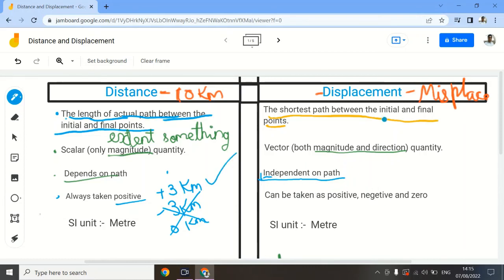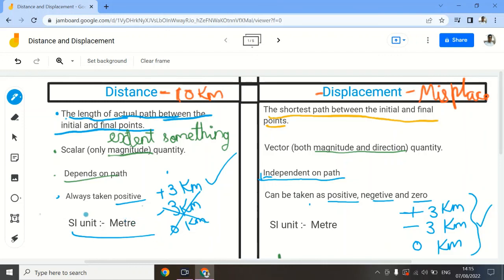When we come to displacement, it says that it can be positive, negative and 0 too. I'll take an example here. We can write 3 kilometer, minus 3 kilometer, or even 0 kilometer. These are all right. The SI unit of distance is the meter, and the SI unit of displacement is also the meter. So this is the basic difference between distance and displacement.